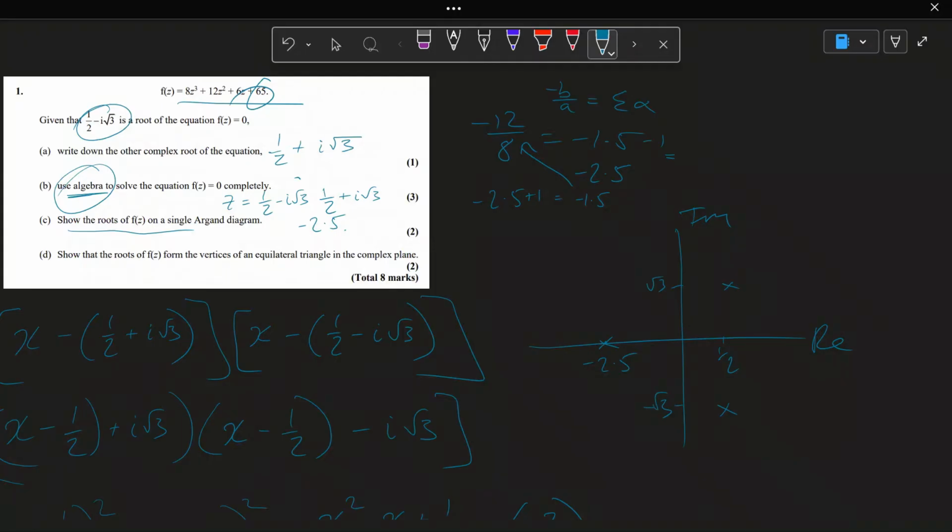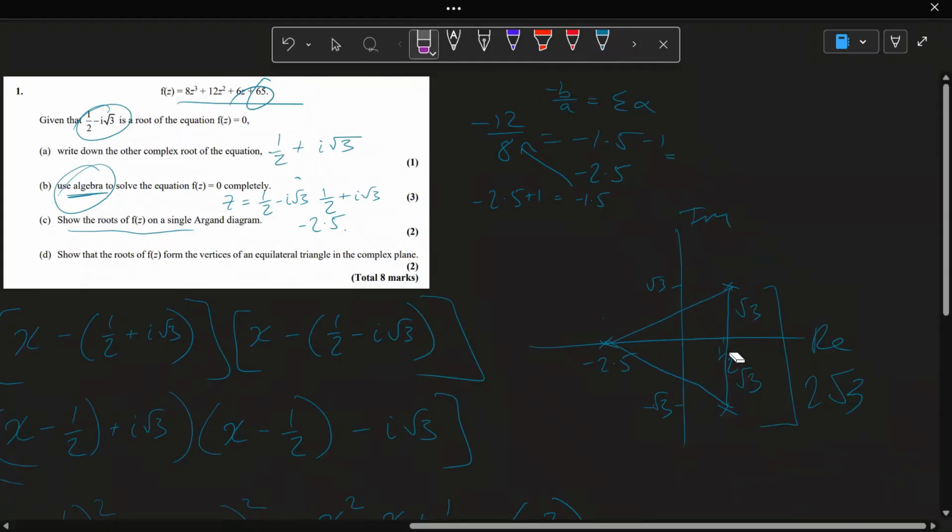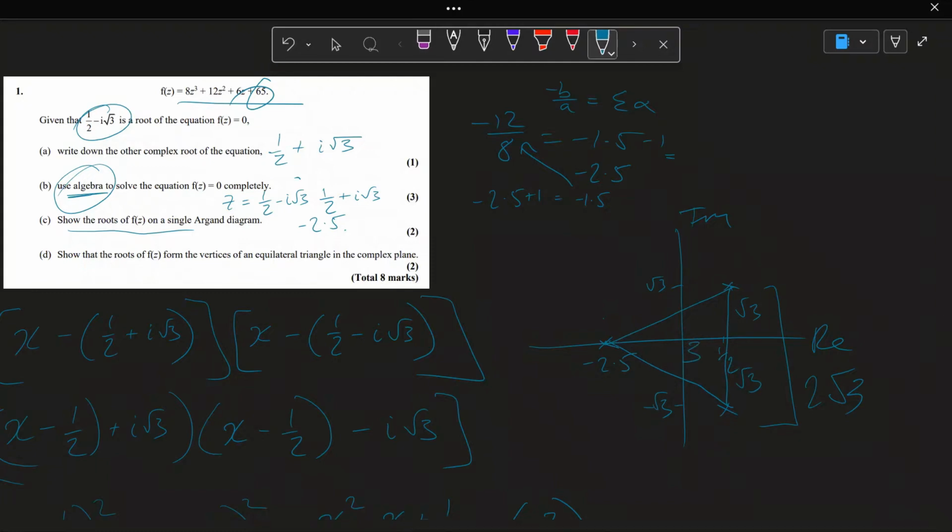We want to show that the roots form the vertices of an equilateral triangle. Fine. So this we know is root 3, root 3, so this whole side length is 2 root 3. Now find this side length: 2.5 to half is just 3, so 3 root 3.